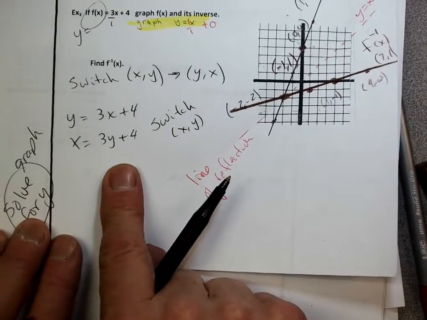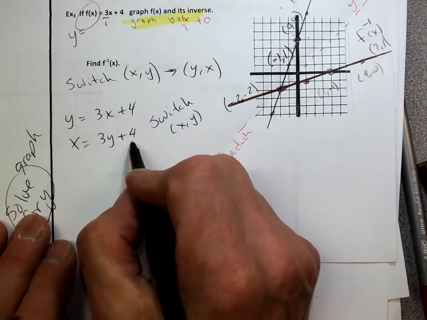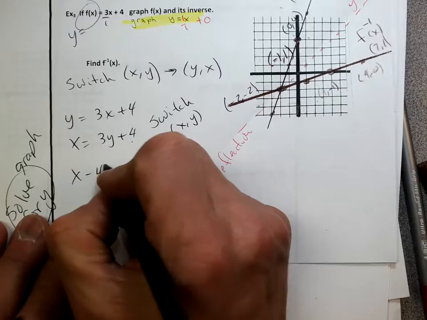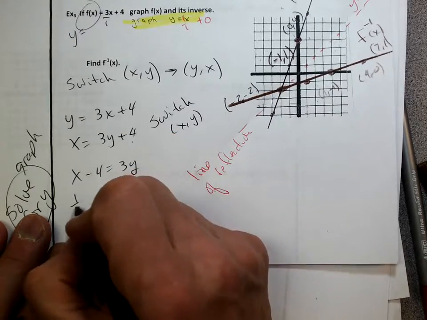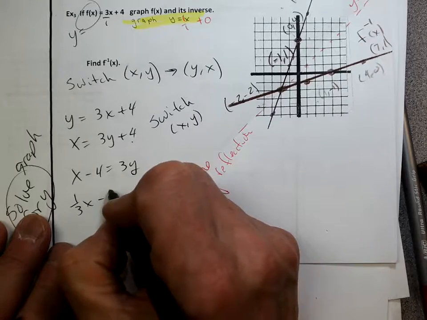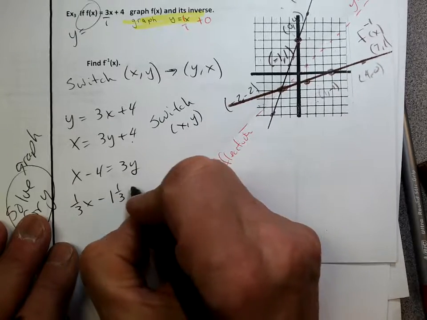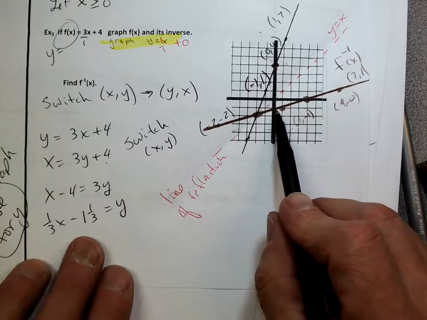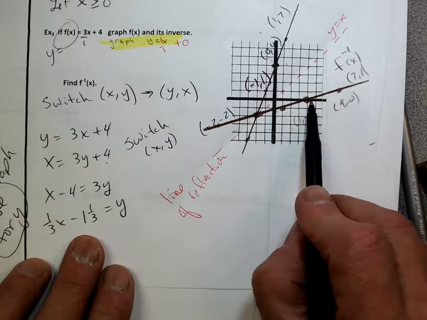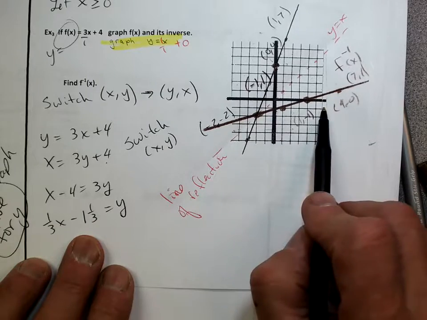Okay, so to solve for y, minus 4, minus 4. Divide by 3, I get 1/3 x minus 1 1/3 equals y. And sure enough, that kind of looks like the graph I have. Start at negative 1 1/3, go up 1/3, up 1/3, and there is the inverse line.